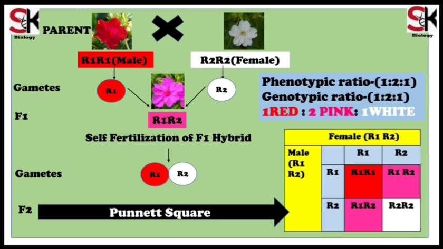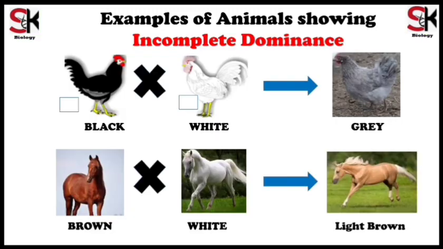As in plants, a few animals also show incomplete dominance. Here I have taken examples of chicken and horse, where a black colored chicken when crossed with a white colored chicken gives rise to a grey colored chicken. And in the case of the horse, a brown colored horse when crossed with a white colored horse gives rise to a light brown colored horse. Both examples show incomplete dominance.